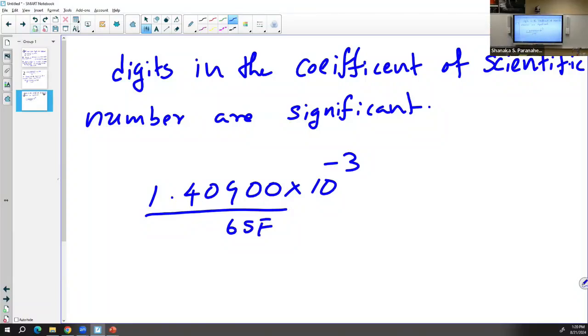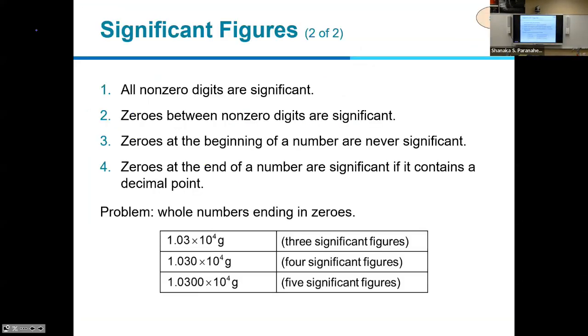Okay, so those 4 or 5 rules cover all the required rules to identify significant digits. All non-zero digits are significant, zeros between non-zero digits are significant. Zeros at the beginning of a number are never significant, and zeros at the end of a number are significant if it contains a decimal point. And digits in the coefficient of a scientific number are significant. So these are scientific notation. First one has 3 significant digits. Next one has 4 significant figures, and next one has 5.